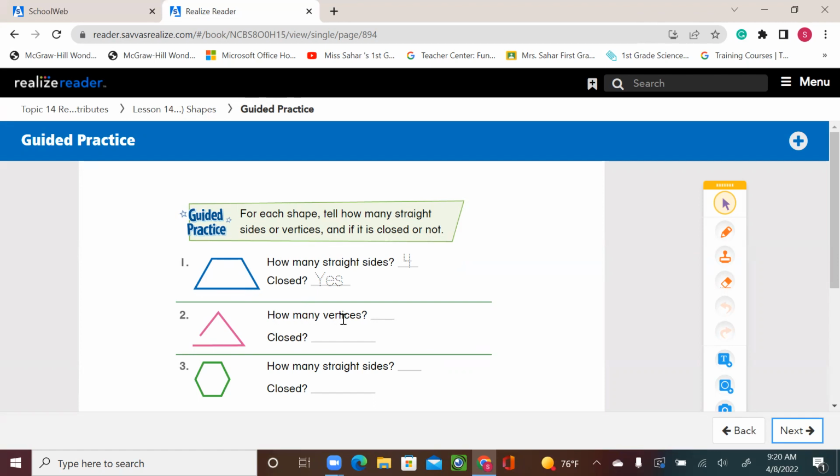All right, let's go for that next shape. How many vertices? 1, 2. Only 2, because that will be the second question answer, that it's not closed. So is it closed shape? No.